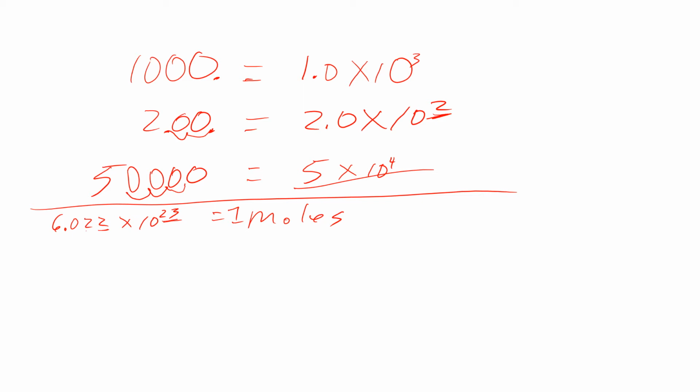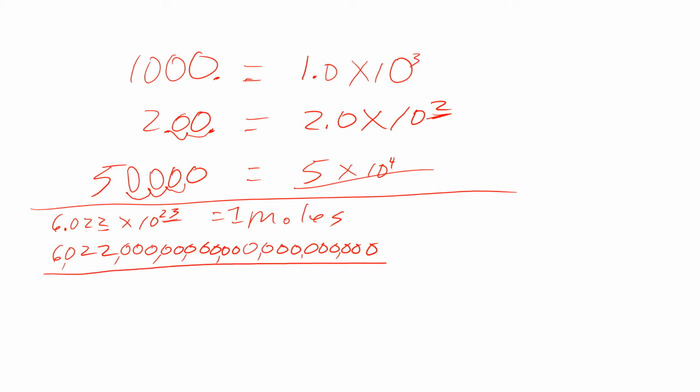I'm going to write this out one time, and we won't have to do that again. There's 3. I need 20 more: 1, 2, 3, 4, 5, 6, 7, 8, 9, 10, 11, 12, 13, 14, 15, 16, 17, 18, 19, 20. Comma every 3 for my thousands. So that's a huge number. That is equal to 6.022 times 10 to the 23rd, which is 1 mole. That's a number that you'll be hearing.